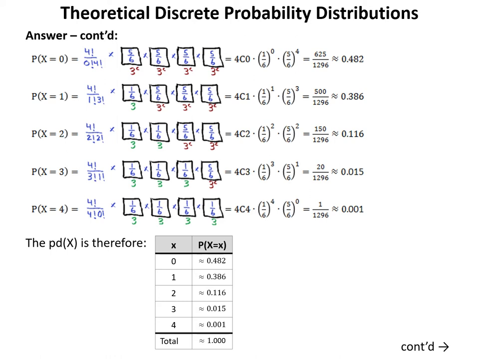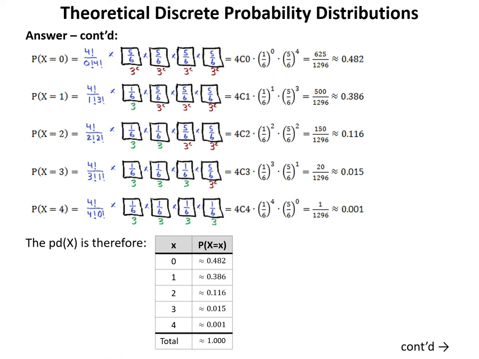And then for x equals 2, you can see we've got 1/6 in two of the boxes. So we've got 1/6 squared times 5 over 6 squared. And then for x equals 3, we have three boxes with 1 over 6 and one with 5 over 6, so we have 1/6 to the power 3 times 5 over 6 to the power 1. And then finally for x equals 4, we have all 3s, and so it's just 1 over 6 to the power 4.